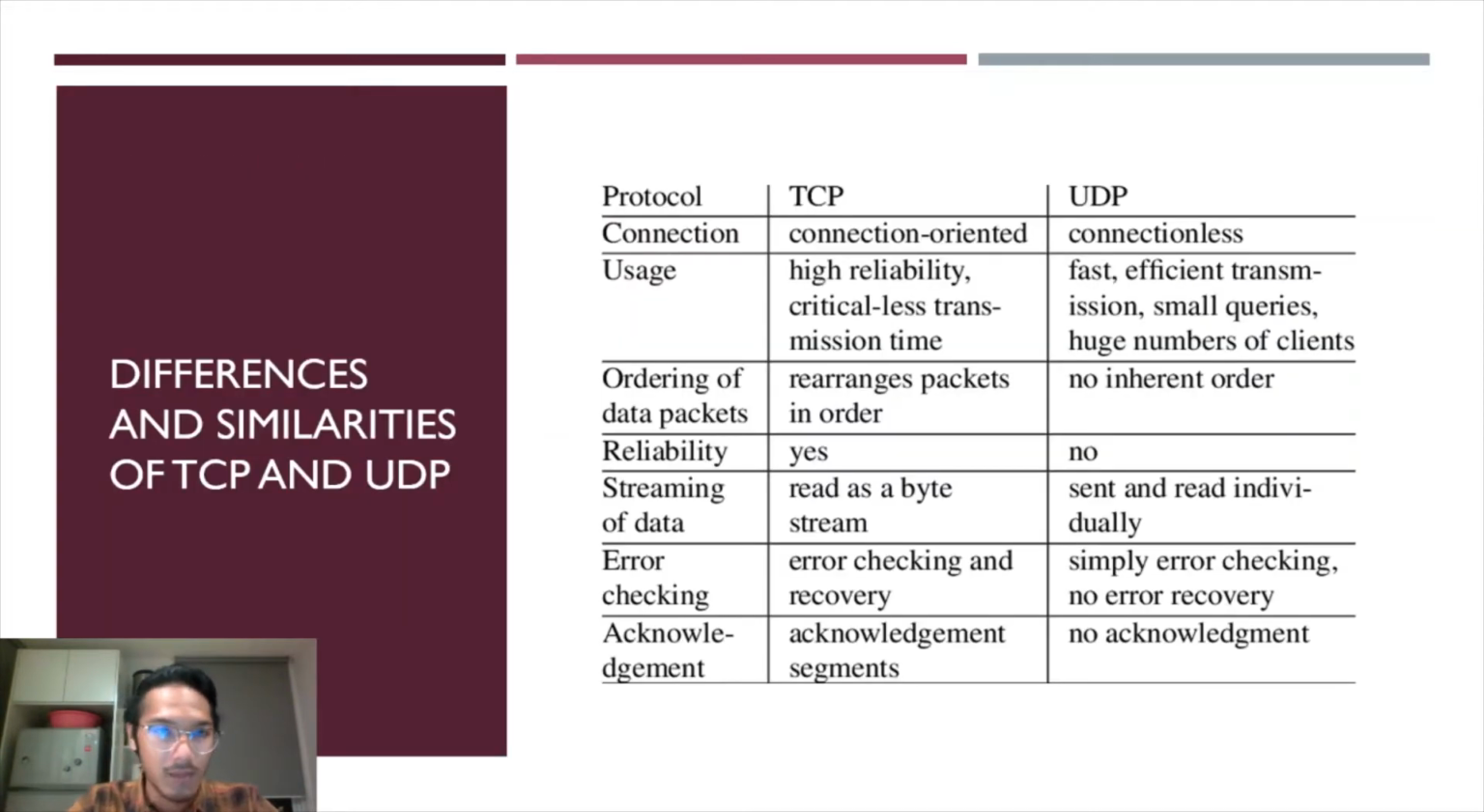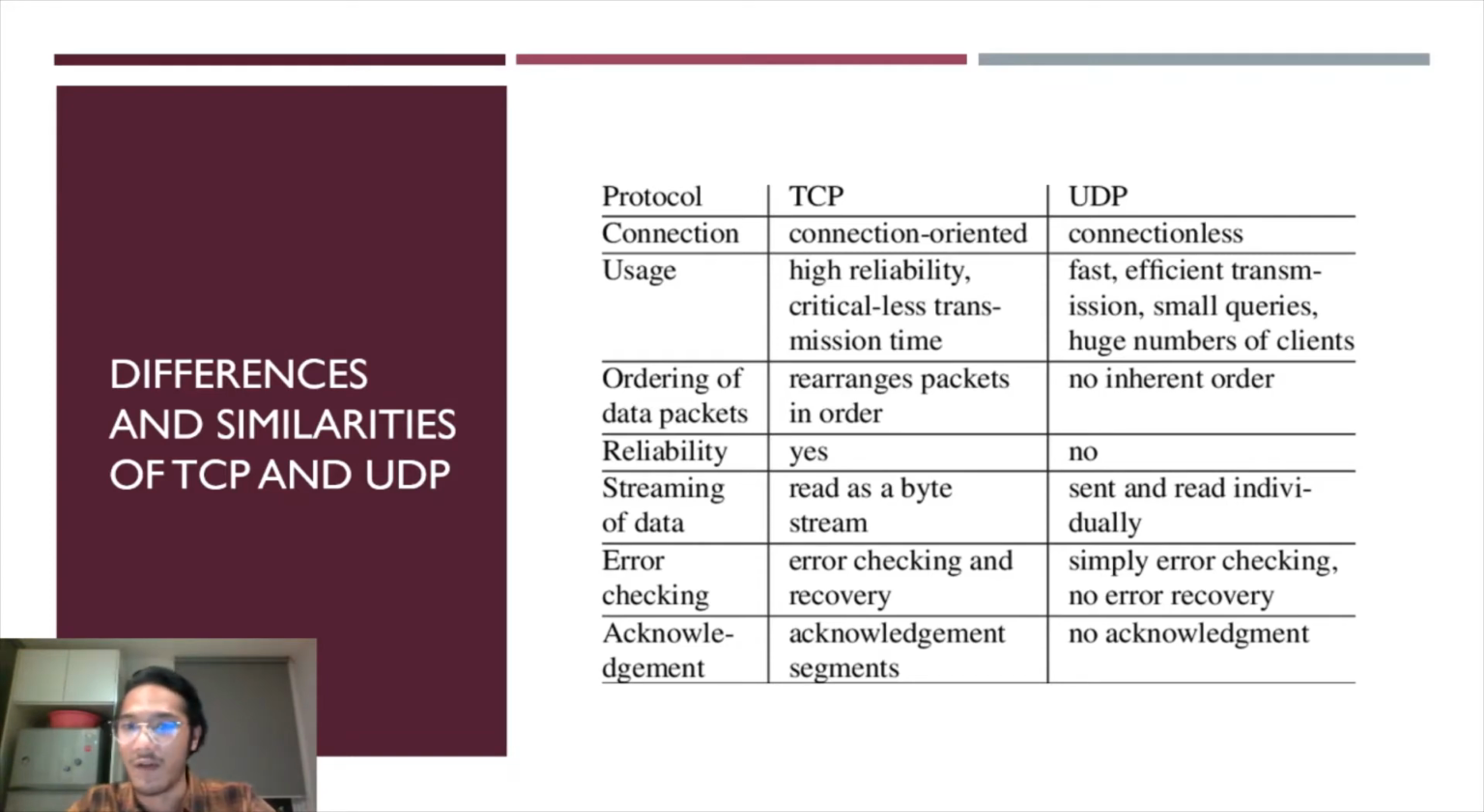Next, I will explain the differences and similarities of TCP and UDP. For the first one, the connection: TCP is connection oriented, and UDP is connectionless. I will explain a little bit. UDP is a protocol without a link until the data is sent, while TCP creates a link between the sender and the recipient, which is the receiver. No link is formed by UDP before data is sent.